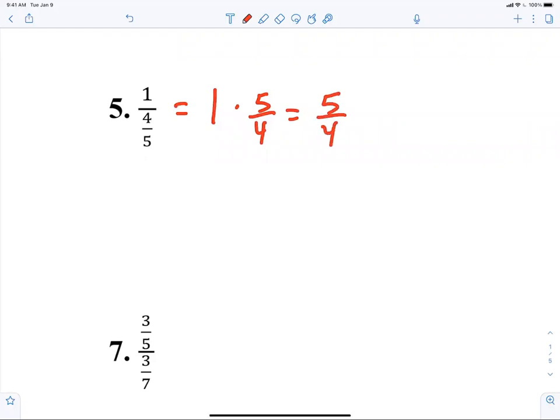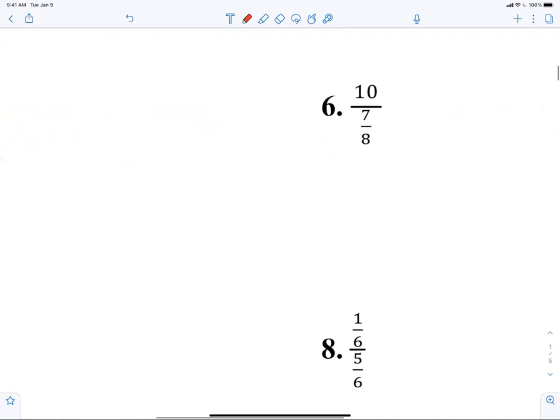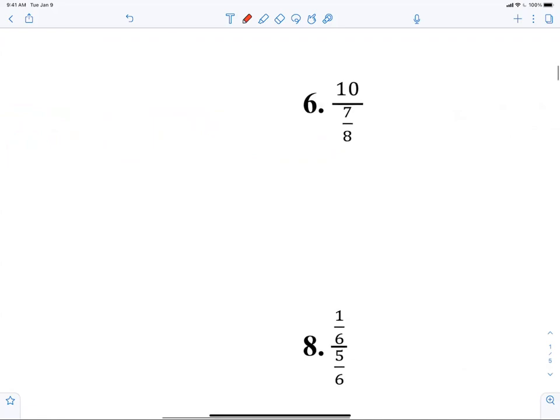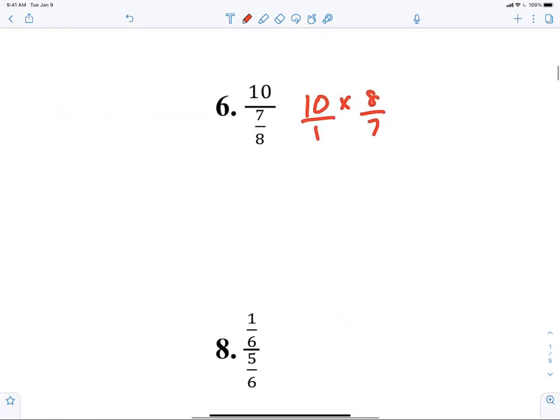All right. Now remember, I'm trying to explain to some of you guys, it's better to ask now than wait till the end. All right, Mr. Ward. What does this mean? 10 times. That is correct. Now, does anything reduce here? No. So the answer is just what? Yes, 80 over 7.